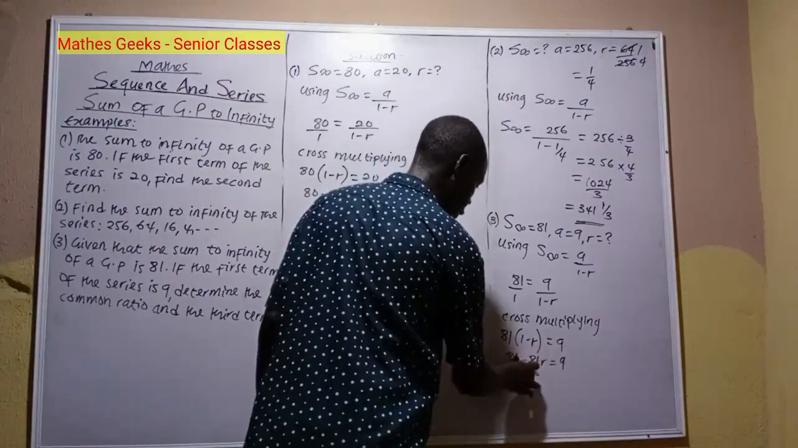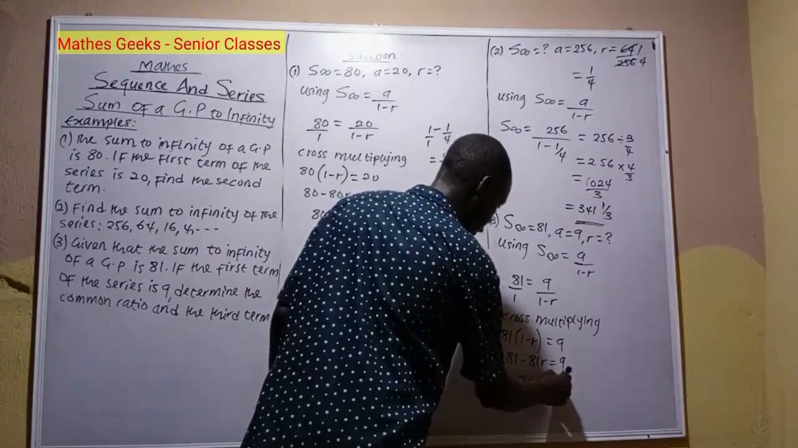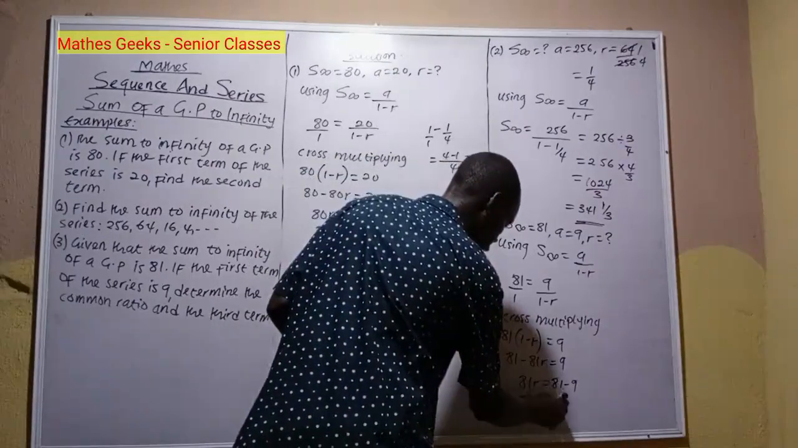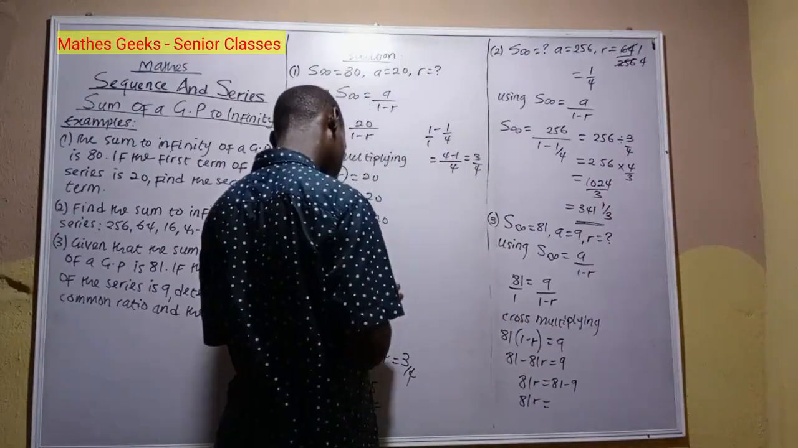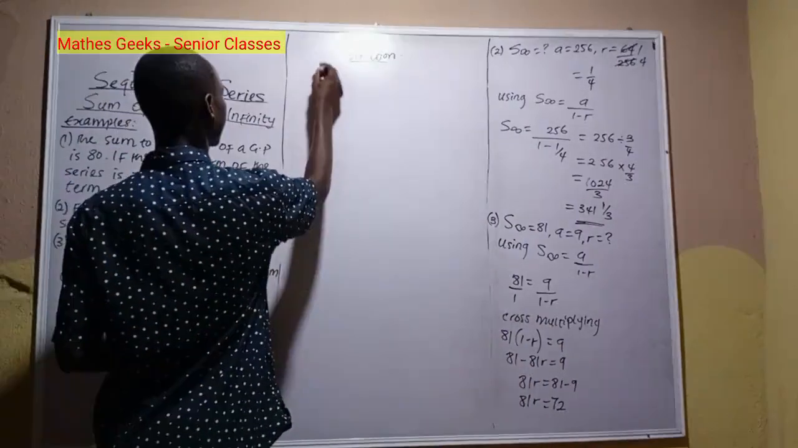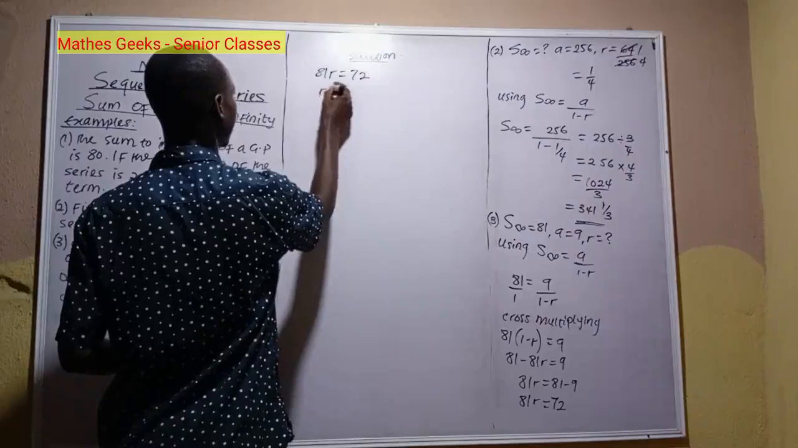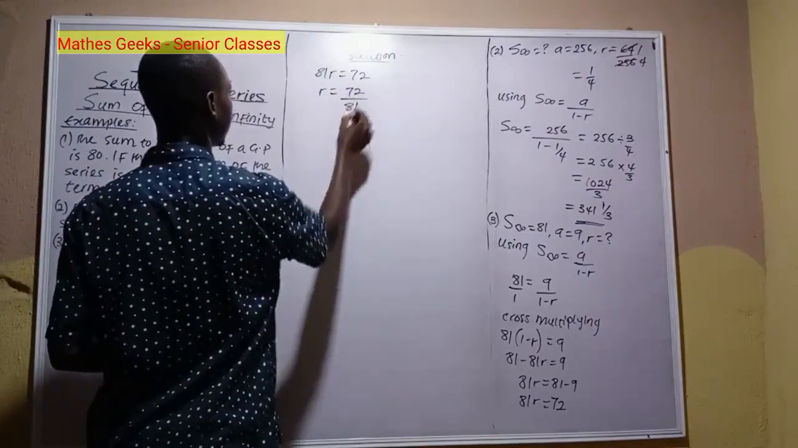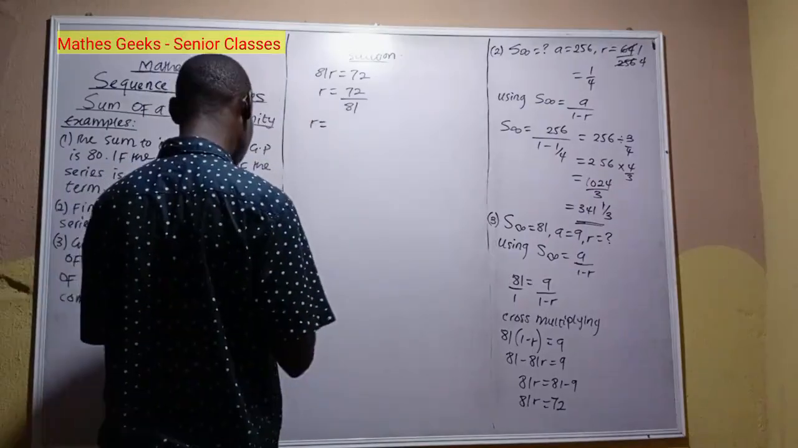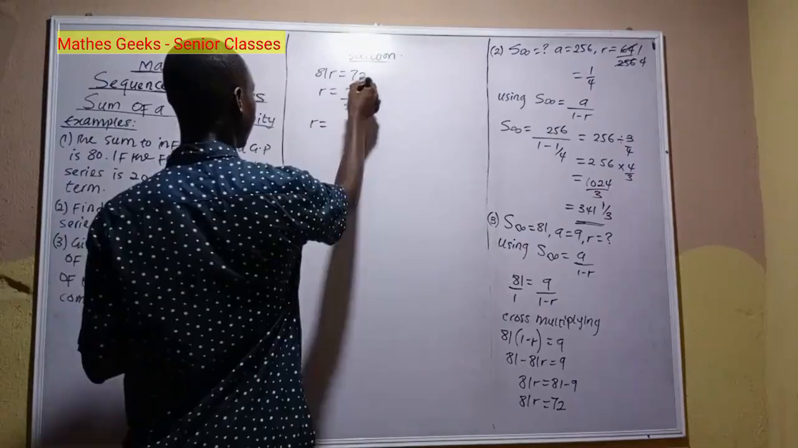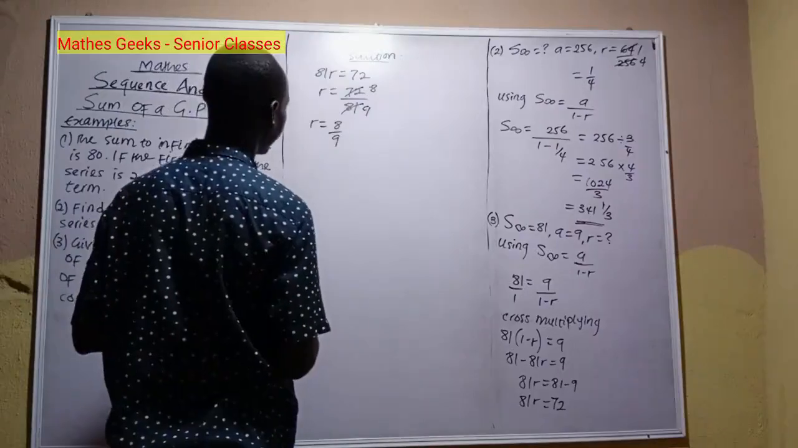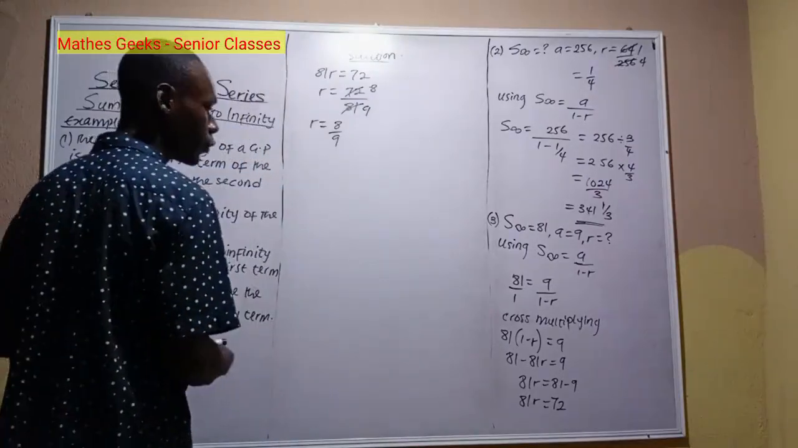81 minus 81R is equal to 9. Then bring it to the other side. 81R is equal to 81 minus 9, and that will give us 81R is equal to 72. R is equal to 72 over 81. 9 can go: 72 divided by 9 is equal to 8, and 81 divided by 9 is 9. So R is 8 over 9. The common ratio is 8 over 9.